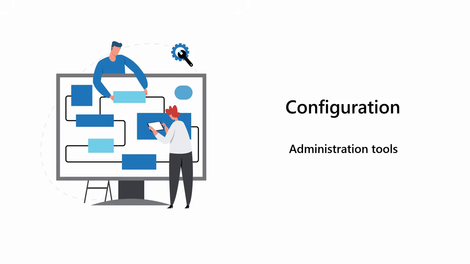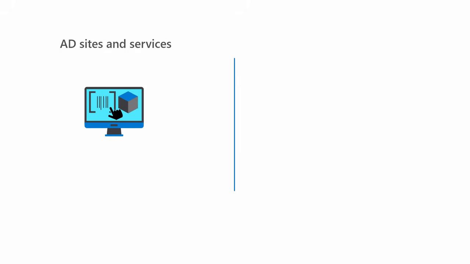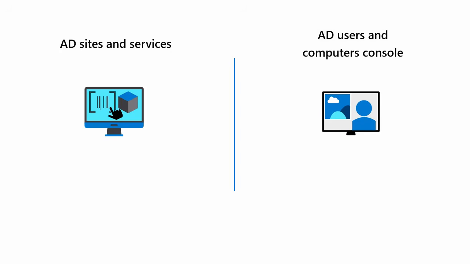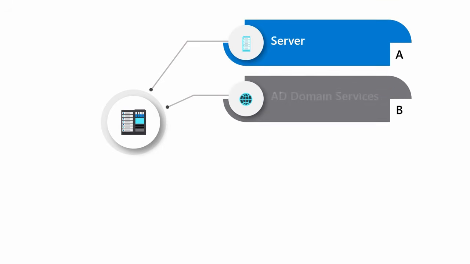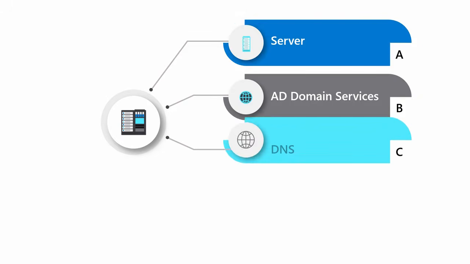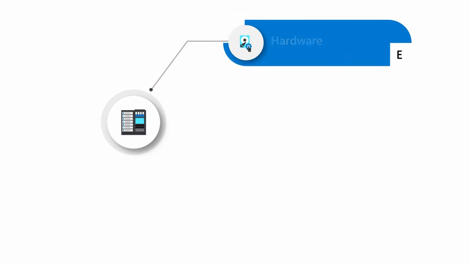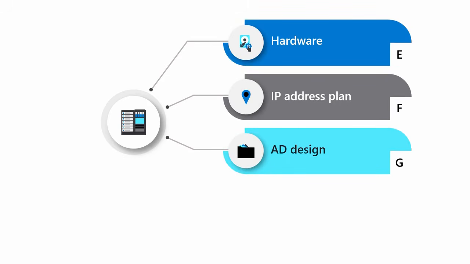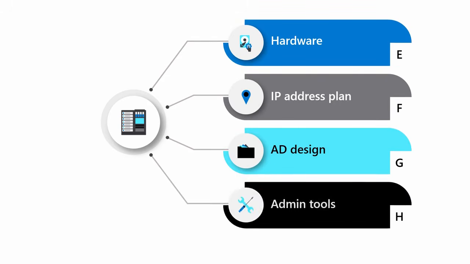Some examples of required tools include the Active Directory Sites and Services to help manage the physical location of the company resources, and the Active Directory Users and Computers console, which is a tool to create and manage users' accounts, groups, and computers associated with your AD. So essentially, setting up an on-premises AD requires a server operating system, Active Directory Domain Services, DNS, network infrastructure, hardware, IP address plan, Active Directory design, and the various administrative tools to maintain and operate the AD.